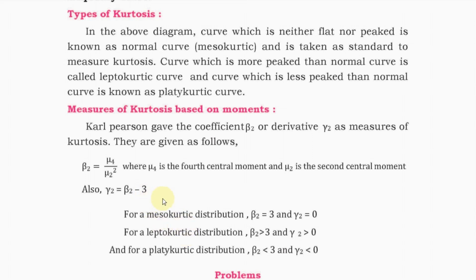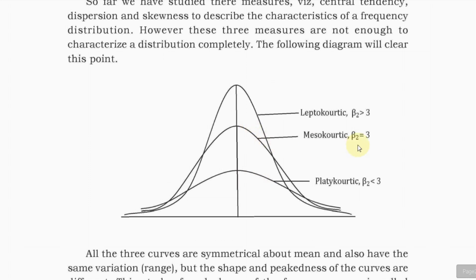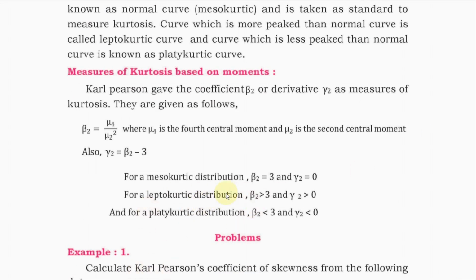For a mesocurtic distribution, the beta 2 value is equal to 3. For this curve, beta 2 is equal to 3. If they ask you, if beta 2 is equal to 3, what is the type of kurtosis, then you should write mesocurtic. Similarly, for a leptokurtic curve, the beta 2 value will definitely be greater than 3 and gamma 2 will be greater than 0. Here gamma 2 will be equal to 0.